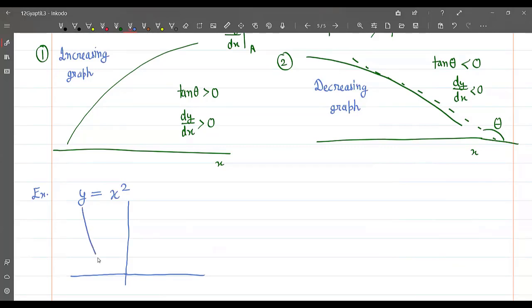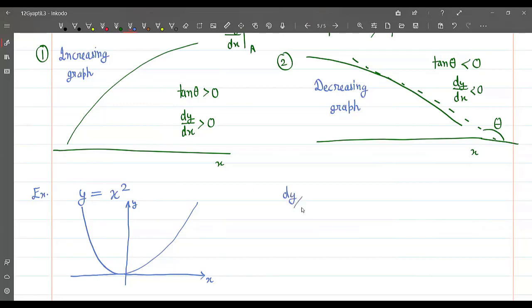Equation of a parabola, how to draw this? The equation of a parabola is y equal to 4x, right? No. So y is equal to x square is one of the equations of a parabola, not the general equation. This is the x and y axis.